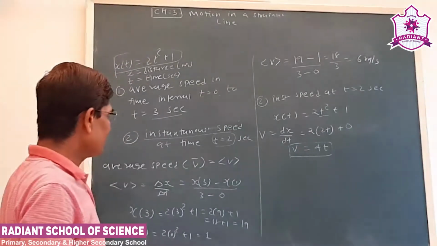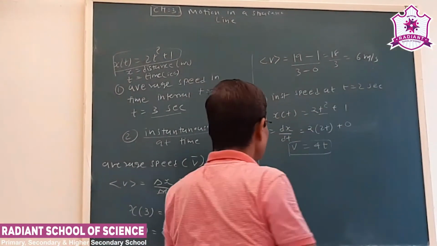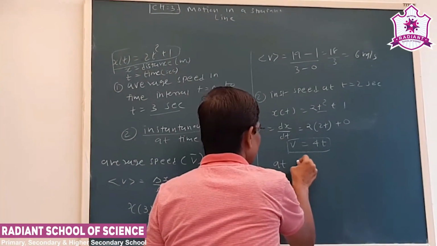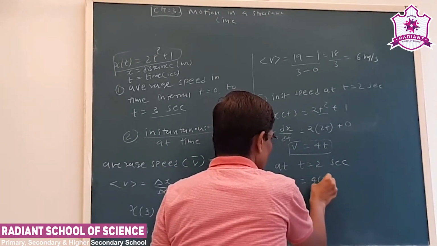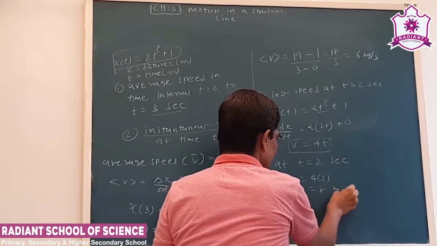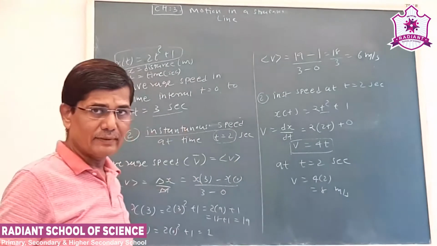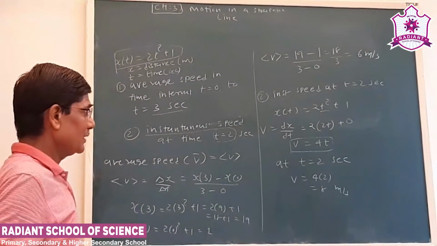Okay. Now what is the time given here? 2 seconds. So at t is equal to 2 seconds, v is equal to 4 into 2 is 8 meter per second. Now this is how we can obtain instantaneous speed.